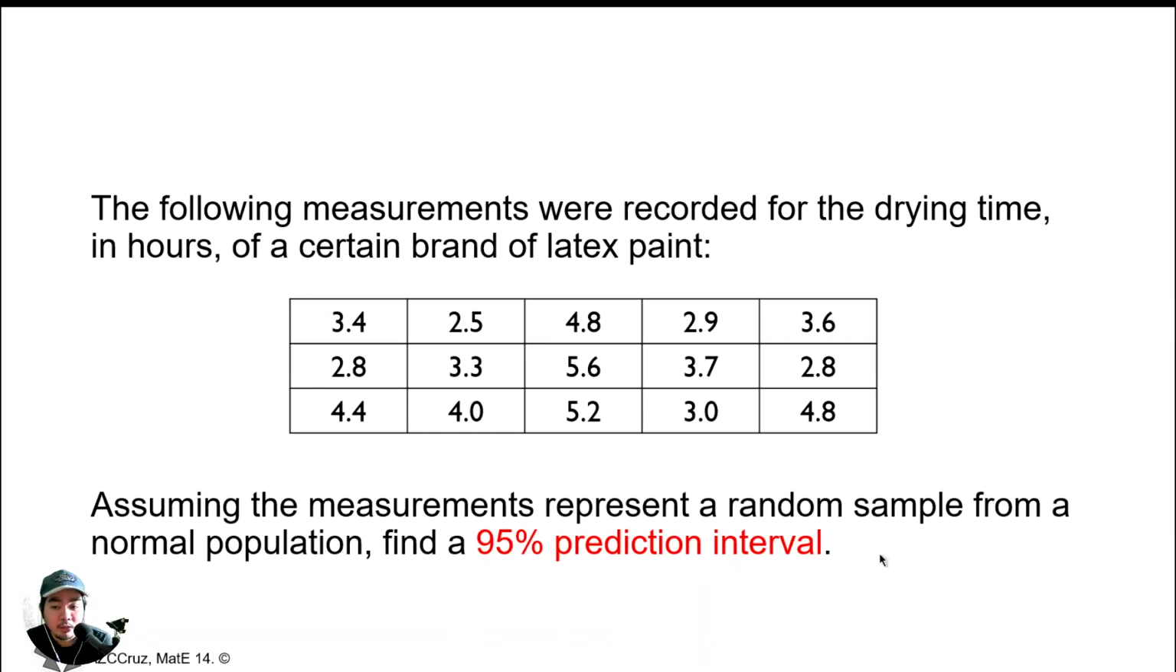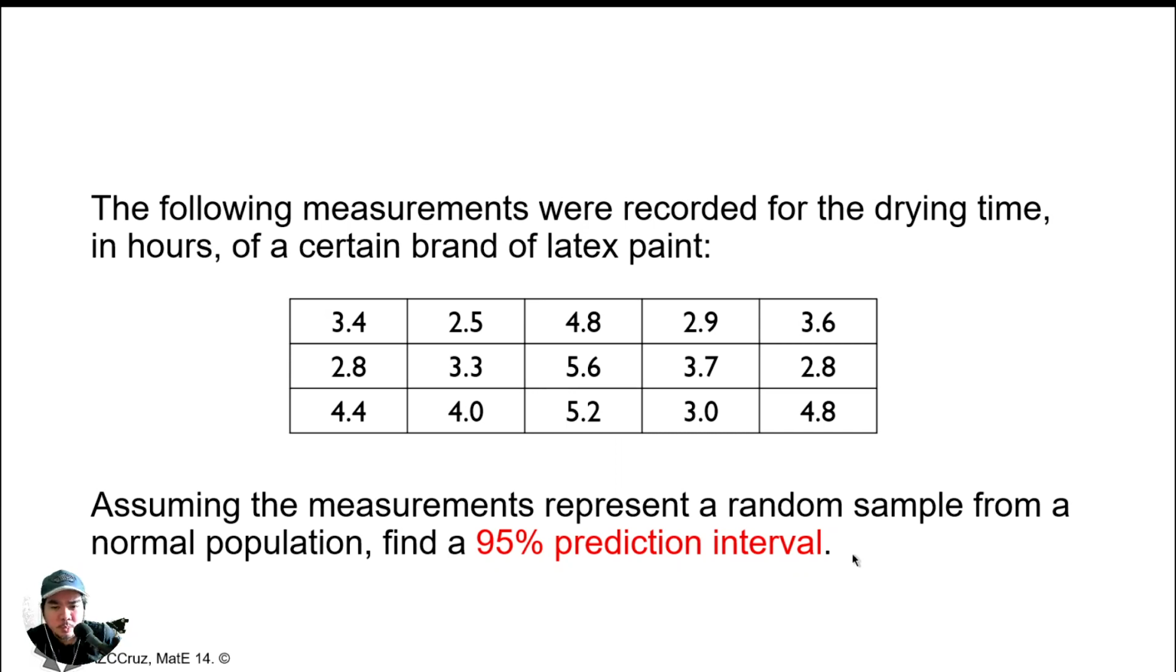Okay? So it is estimated that this sample is from a normal population. That is saying that our latex paint is normally distributed. And in most cases, most products or processes, variation is normally distributed. Okay? So we want to find a 95% prediction interval.